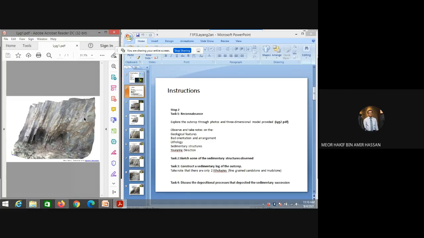Okay, so last week I left you with the task of exploring the outcrop, through the photos provided in this PowerPoint, and also through the 3D model provided. You are supposed to observe and take notes on the geological features, bed orientation and arrangement, lithology, sedimentary structures, and also determine the younging direction. Only then you go to the next part, construct a sedimentary log.